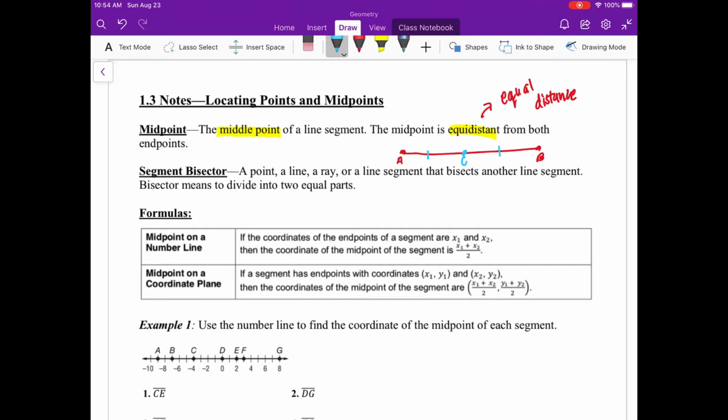The next vocab word here we have is a segment bisector, and that is a point, a line, a ray, or a line segment that bisects another line segment. Bisector means to divide into two equal parts. So let's say I have a line segment. Again, we can still call this A and B. And let's say I have another segment going through here, and I can call this CD. CD is cutting AB in half. So CD is going to end up being the segment bisector. So I know from A to the middle is going to be the same distance from the middle point here to B. So bisector means to cut in half.